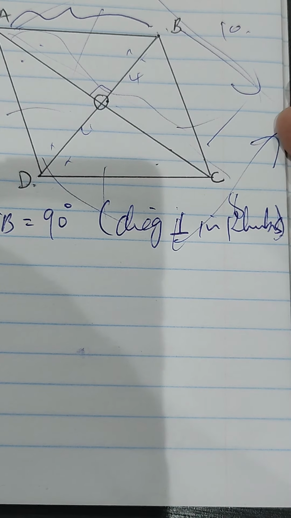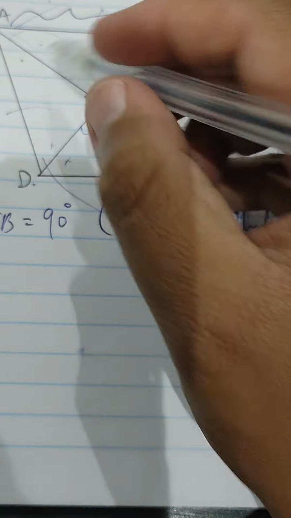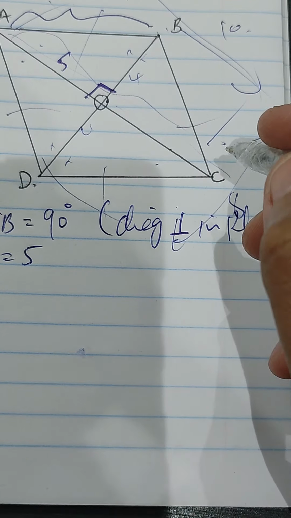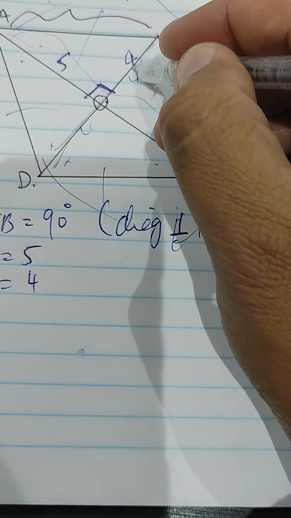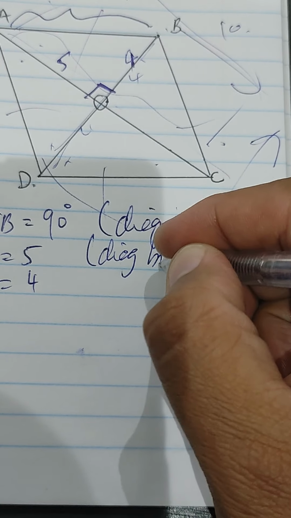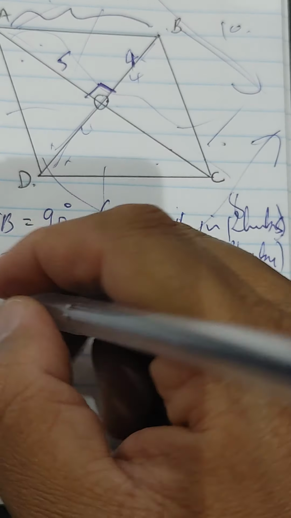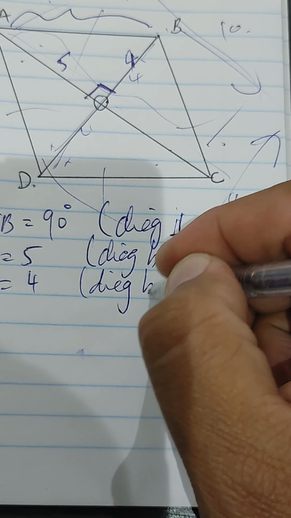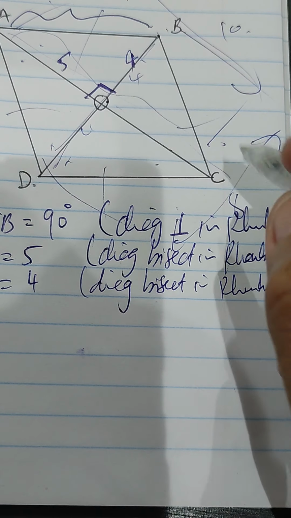Okay. So there's 90. So if this length is 10, then AO is equal to 5, as well as OB or BO is equal to 4, if that is 8. Okay, and the reason for both is diagonals bisect each other in a rhombus.